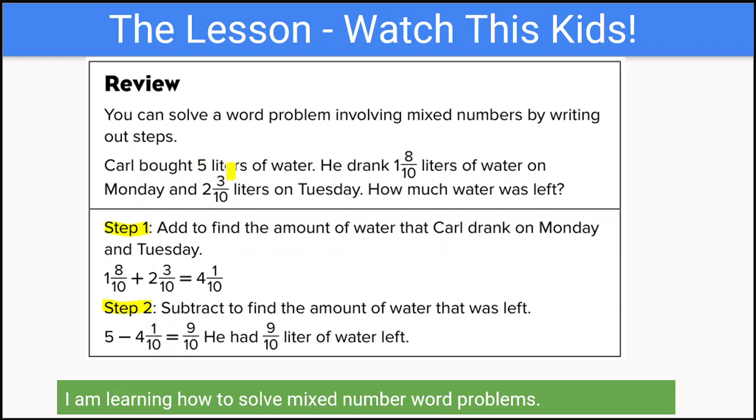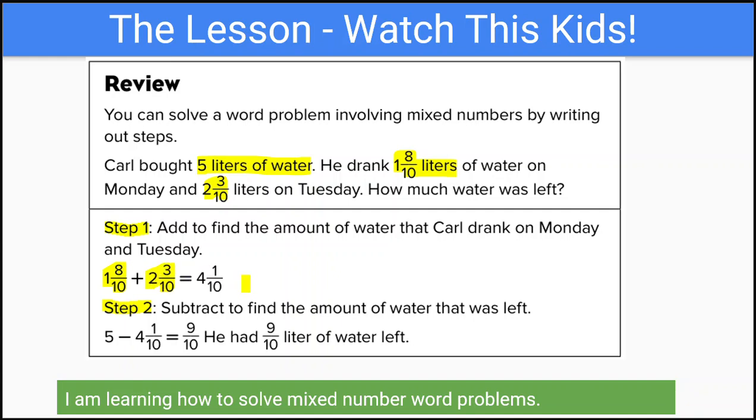Carl bought 5 liters of water. That seems important. Okay, he drank 1 8/10 of a liter of water on Monday and 2 3/10 liters on Tuesday. How much water was left over? Well, step one was to figure out how much water he drank. So on the first day, he drank 1 8/10 liters, and on the second day, he drank 2 3/10 liters.